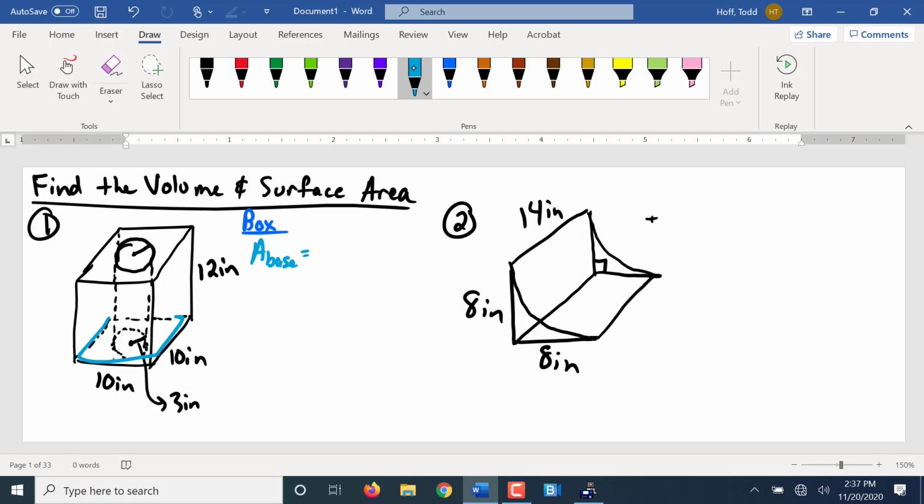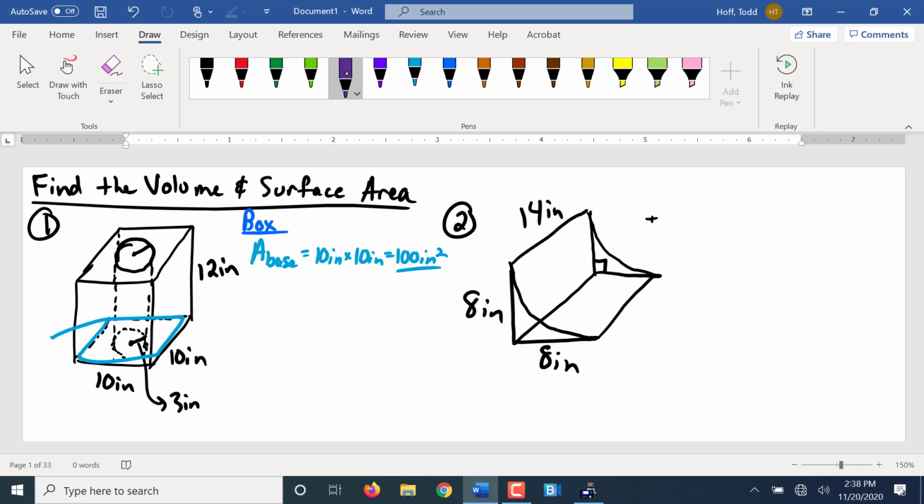If I let the base be just this box on bottom, how do I find that area? That square on bottom. 10 inches by 10 inches, there we go. Or 100 square inches.